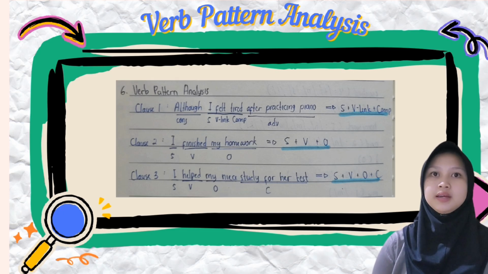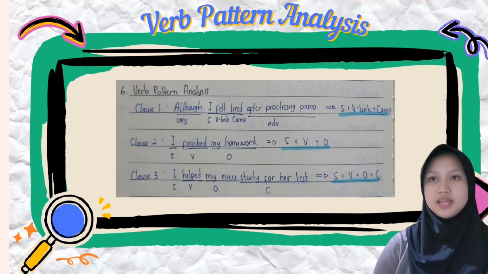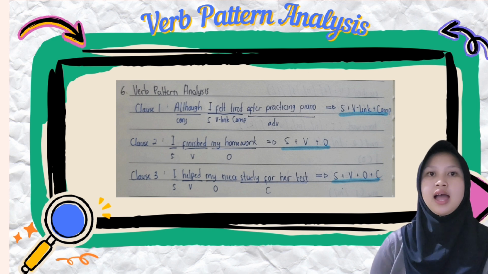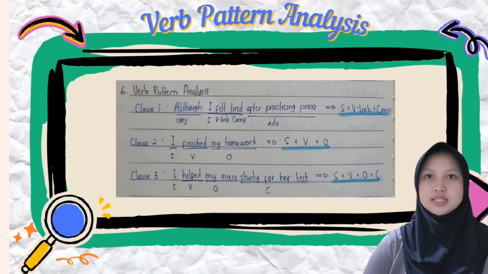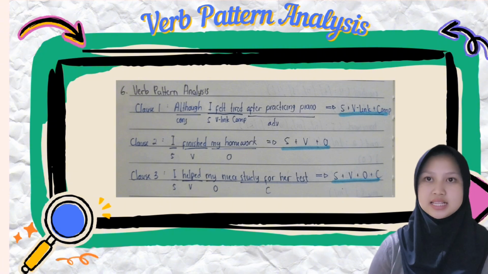And the third verb is help. In the clause I help my niece study for her task, the verb follows the pattern subject, verb, object, and complement. The noun phrase my niece functions as the object, while study for her test functions as a complement that explains what the niece was helped to do. Therefore, this sentence demonstrates several different verb patterns, including linking verb patterns, transitive verb patterns, and complex transitive verb patterns. These patterns help create a rich and more detailed sentence structure.